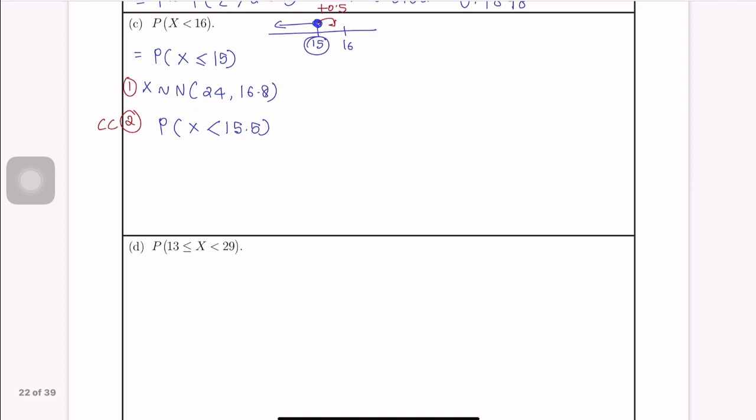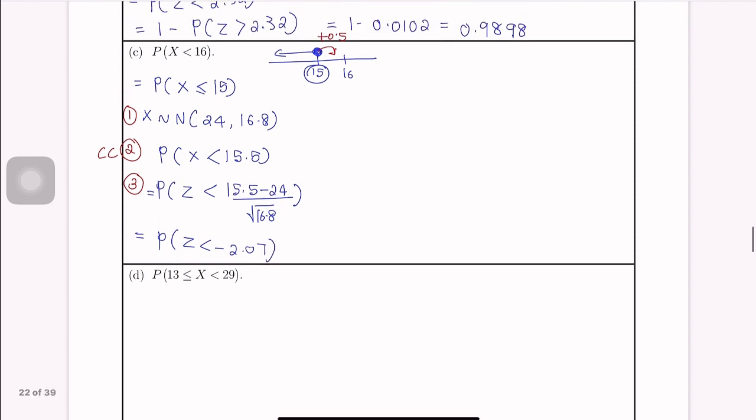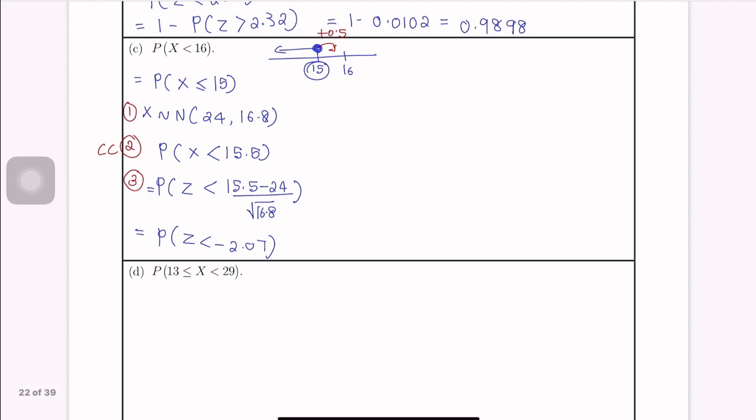Then the third step, can you remember the third step? Yes, to standardize it, so we change it to z. So 15.5 minus mean over standard deviation. Don't forget to insert the square root of 16.8 because 16.8 is variance, but in this formula we need standard deviation. So we have probability z less than negative 2.07. And again, if you're not sure, just draw the bell-shaped curve. Okay, so we have, my bad.